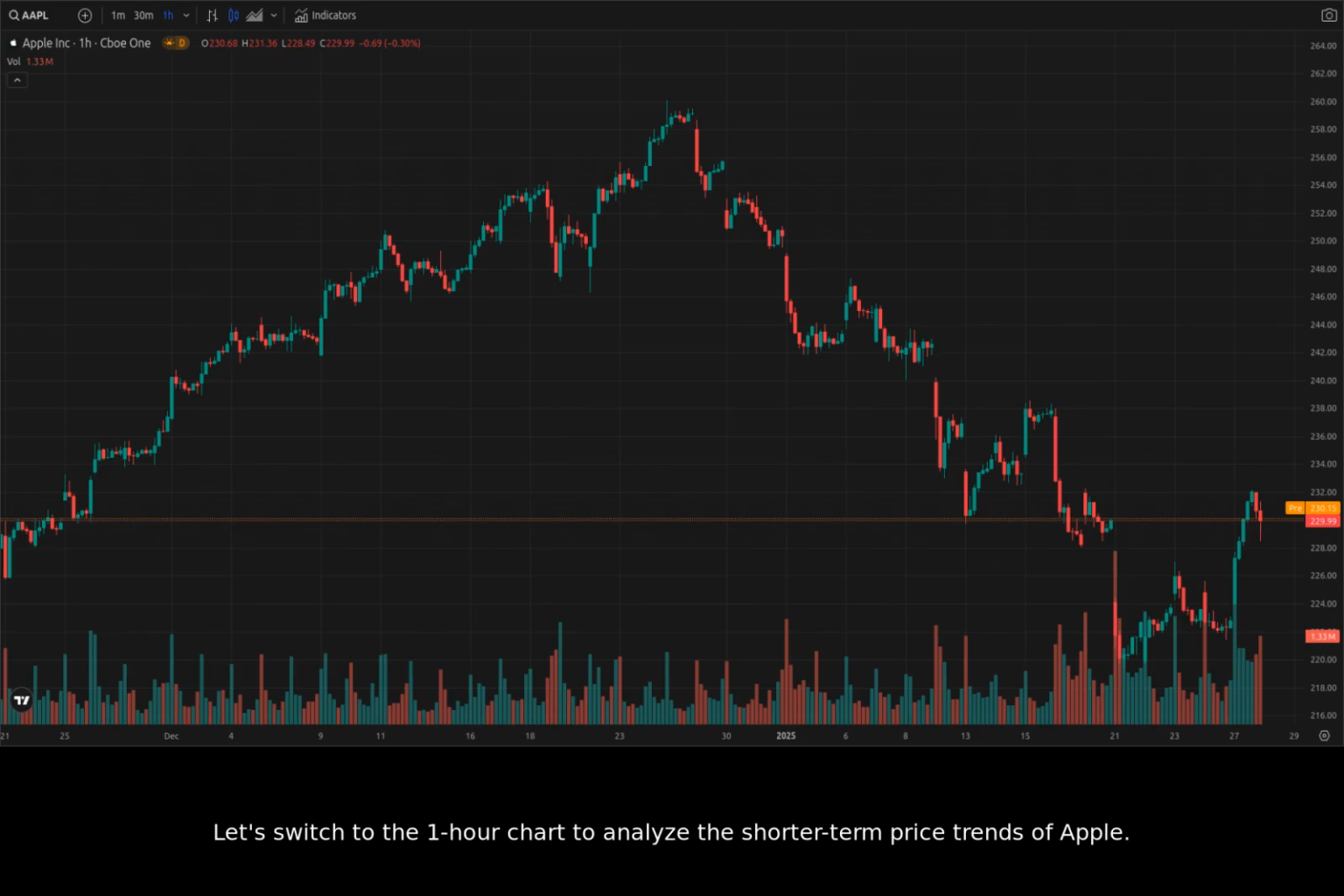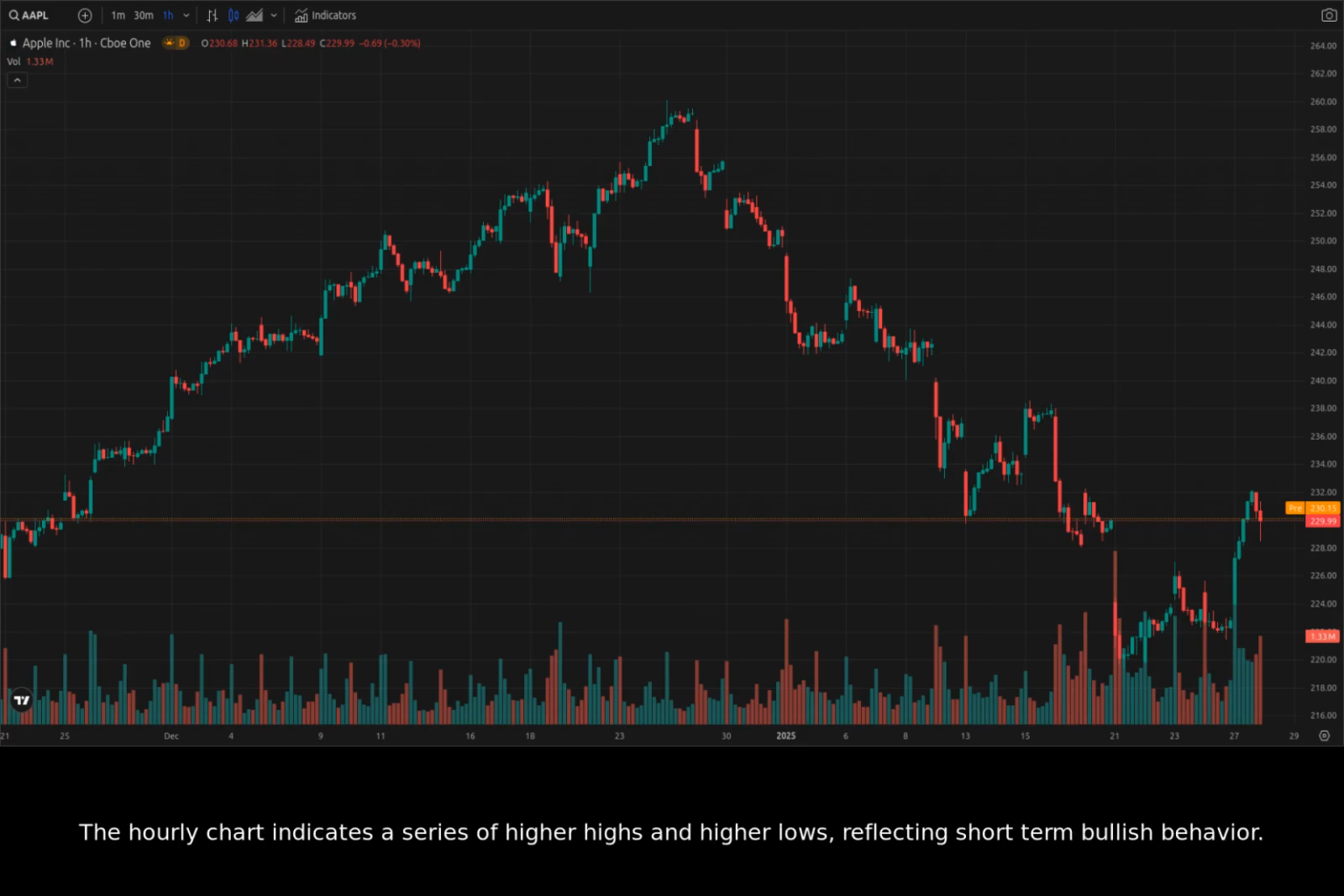Let's switch to the 1-hour chart to analyze the shorter-term price trends of Apple. The hourly chart reveals short-term price movements that may not be apparent on the daily chart. Looking at the hourly chart will help to get a better idea of current price movement.